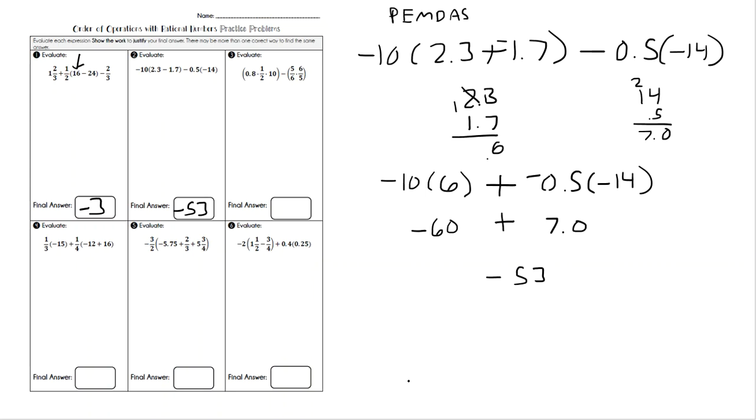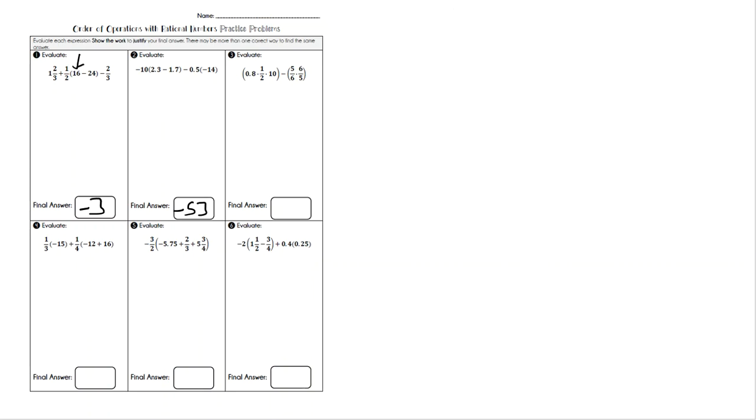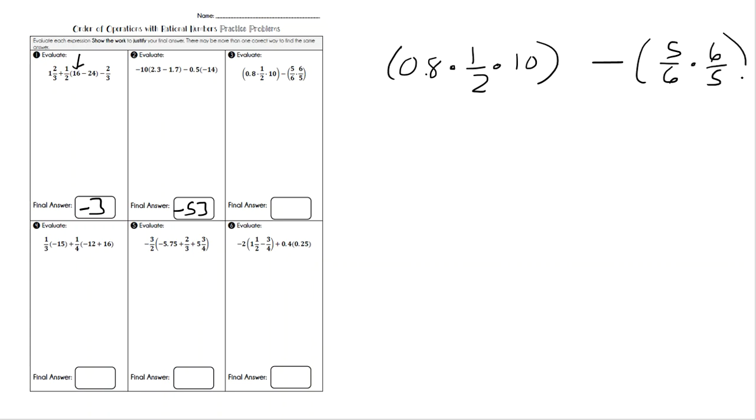Okay, let's go ahead and look at number 3. Okay, on number 3, inside one parenthesis, we have a 0.8 times a 1/2 times 10, and then we are subtracting a 5/6 times 6/5. Okay, let's just go ahead and start with this parenthesis. Remember, you can multiply in any order, and since all three of these numbers are being multiplied together, we can multiply in any order that we want.